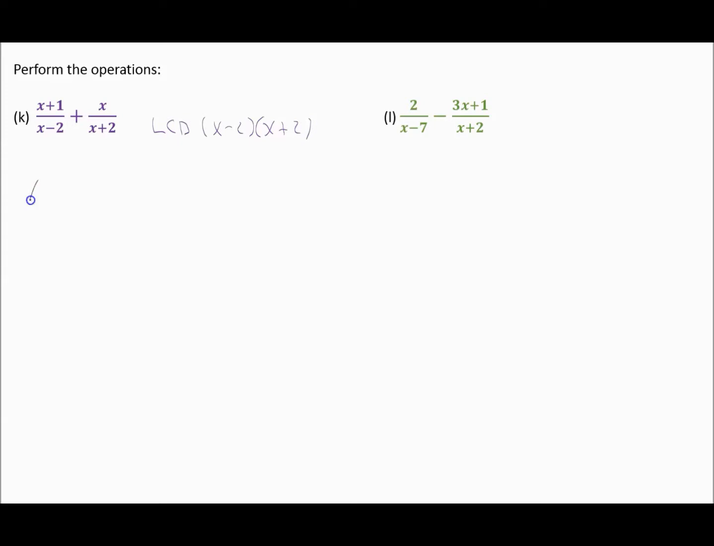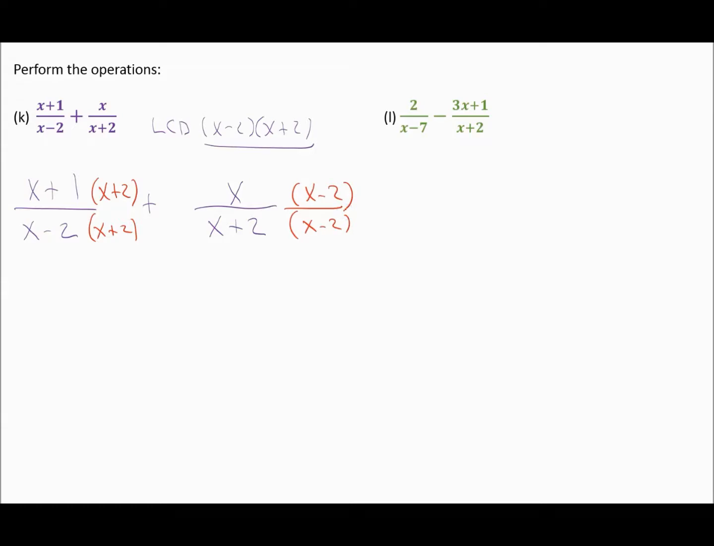So when I rewrite my problem, with plenty of room to build a common denominator, I want to multiply x minus 2 by what's missing, and x minus 2 compared to my least common denominator is missing an x plus 2. So I want to multiply the denominator by x plus 2 and the numerator by x plus 2. Likewise, my second fraction with a denominator of x plus 2 is missing the x minus 2, so I need to multiply the numerator and denominator by x minus 2.